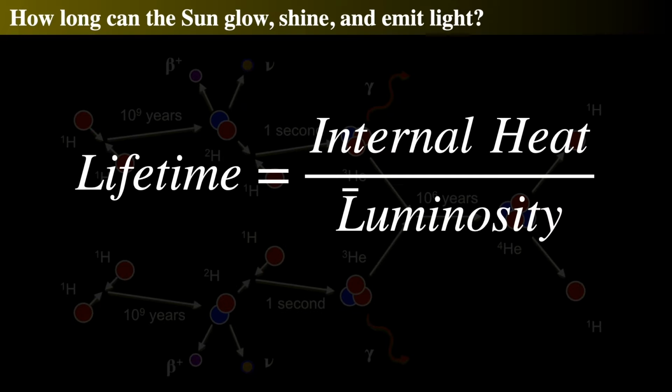So, in order to know how long the sun has been glowing, shining, and emitting light, we have to know two things. We have to know how much internal heat there is in the sun, and how fast that heat is lost per second as sunlight. Well, the second one is simply the luminosity, and we can measure that relatively easily. It's really tricky to understand exactly what we mean by internal heat, though.